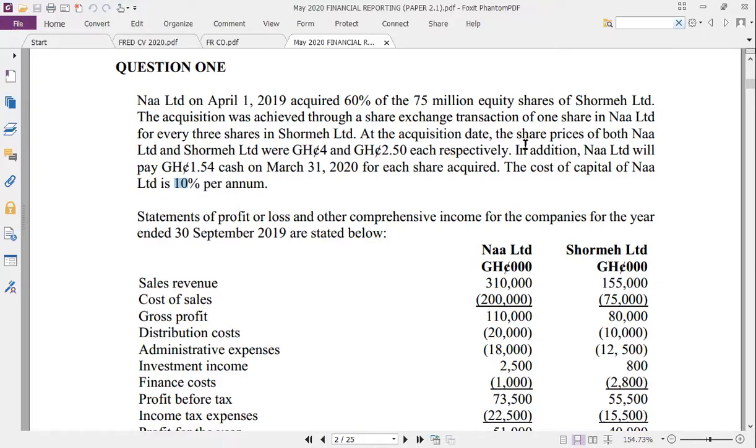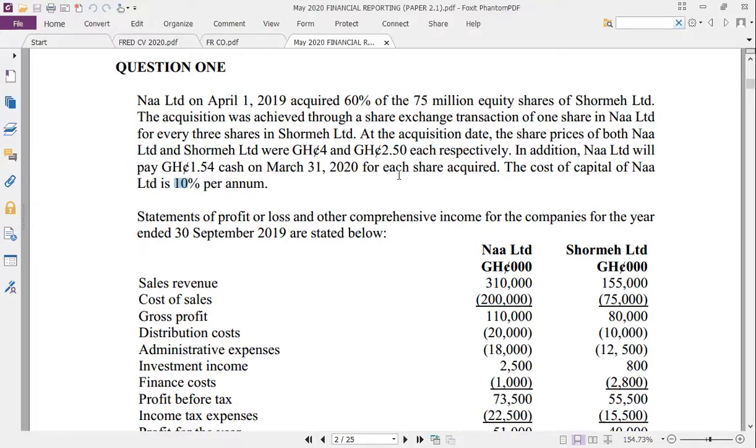That's full goodwill. But let them tell you first. Good. Now let's move on. In addition, NA Limited will pay 1.4 million cash on 31st March 2020. You acquired them on 1st April 2019. So exactly 1 year, right?